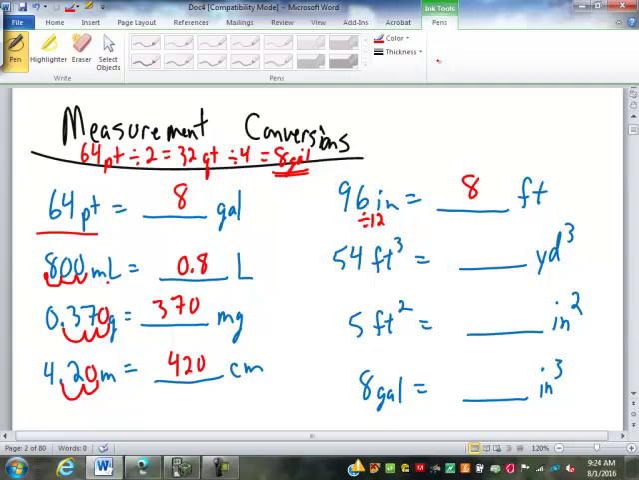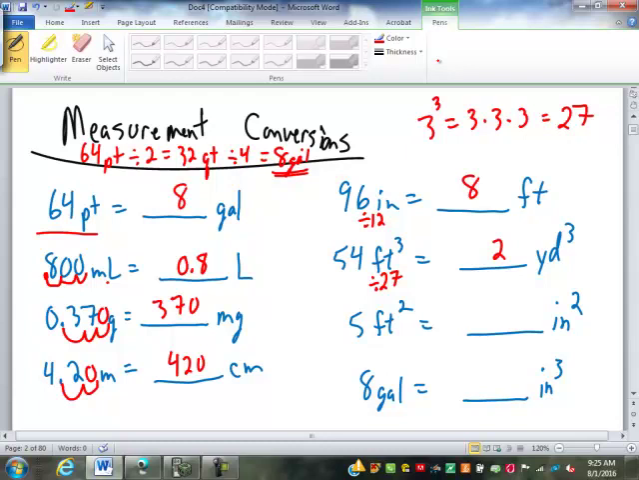54 cubic feet into cubic yards. How many cubic yards? Remember, 1 yard is 3 feet. If it's cubed, you've got to cube that. What is 3 cubed? It is 27, yes. So it's 54 divided by 27. That is 2 cubic yards. Anybody get that one right? 1? Nice. 1 out of 7 isn't too bad of an average.